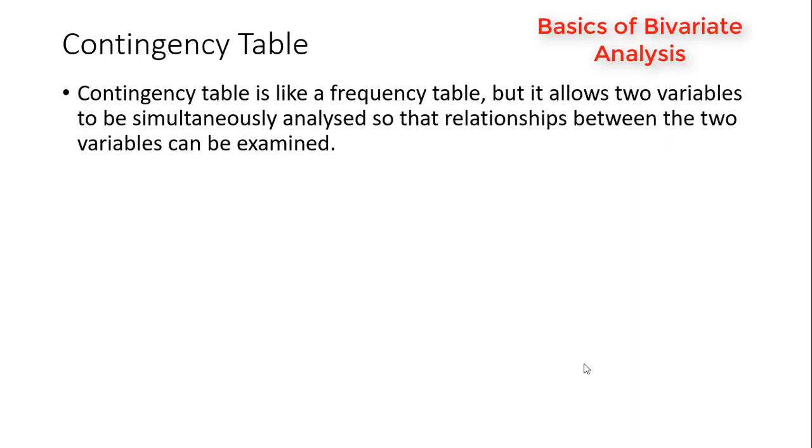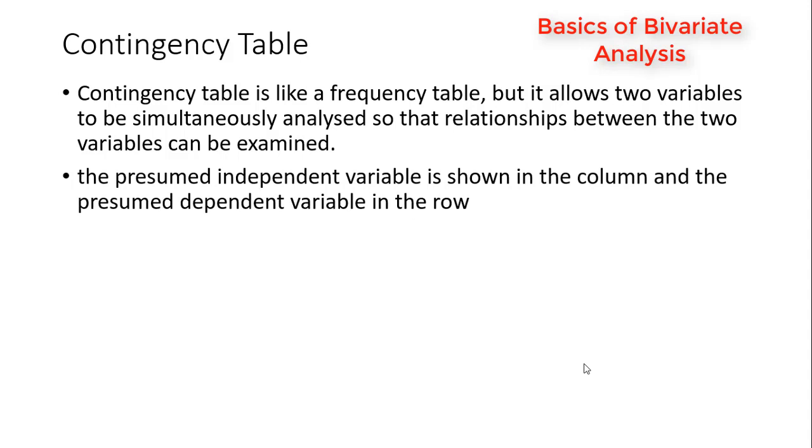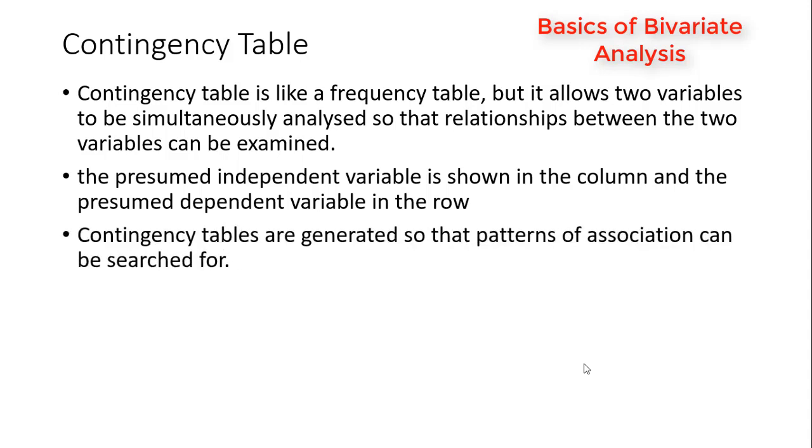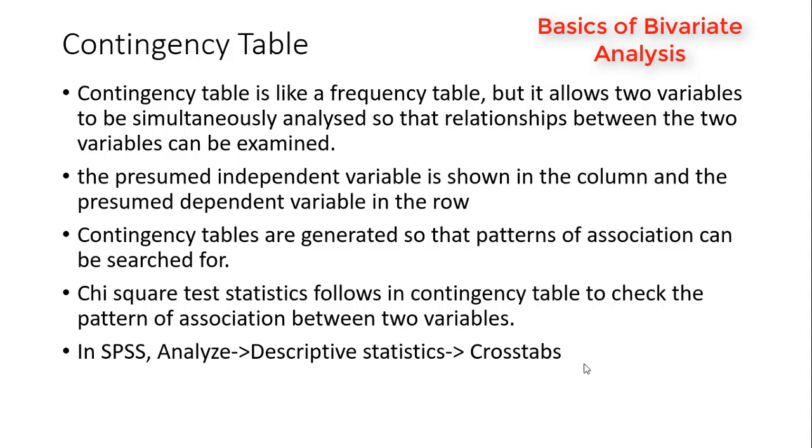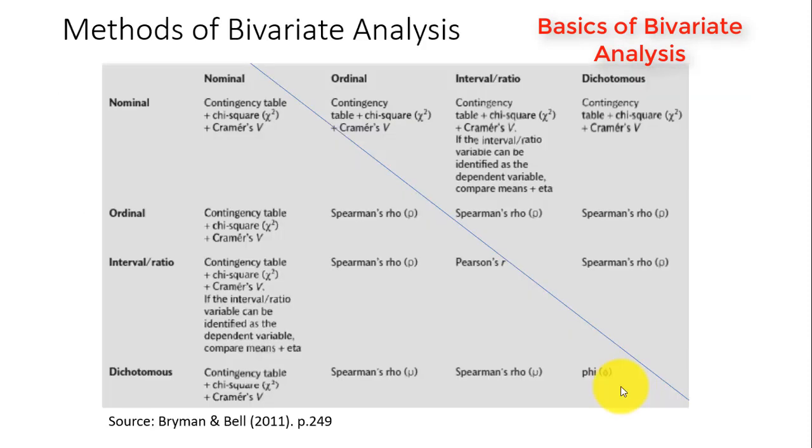A contingency table is like a frequency table, but it allows two variables to be simultaneously analyzed so that the relationship between the two variables can be examined. The presumed independent variable is shown in the column and the presumed dependent variable in the row. Contingency tables are generated so that patterns of association can be searched for. The chi-square test statistic follows the contingency table to check the pattern of association between two variables. In SPSS we go to Analyze, Descriptive Statistics, and Crosstabs is used to explore contingency variables.